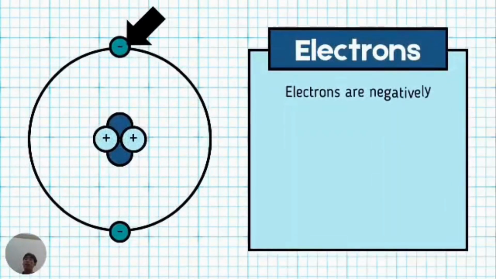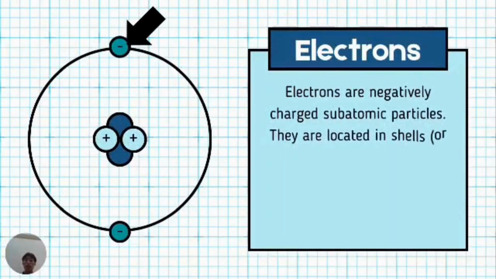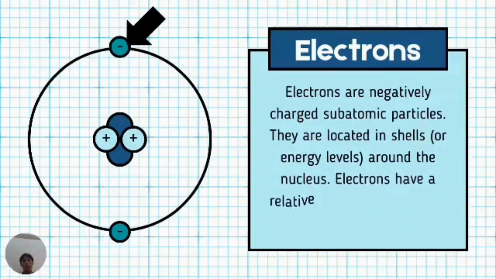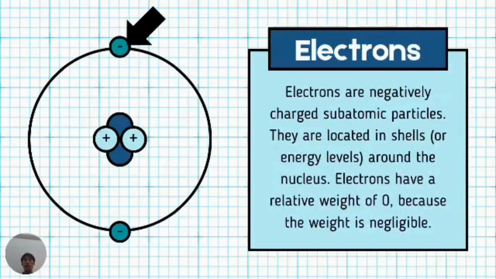And electrons are negatively charged subatomic particles. They are located in shells or energy levels around the nucleus. Electrons have a relative weight of 0 because their weight is negligible. The number of electrons equals the number of protons.